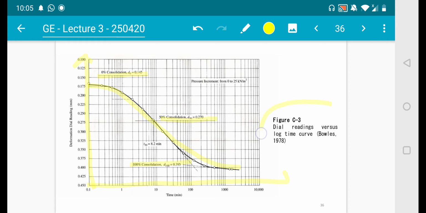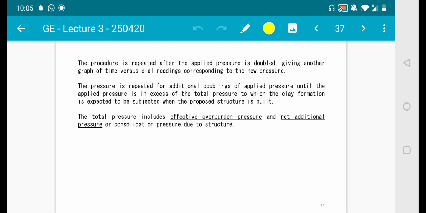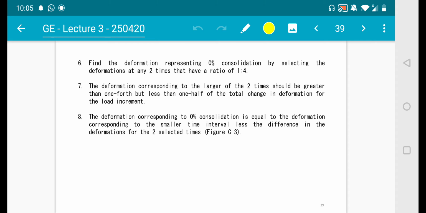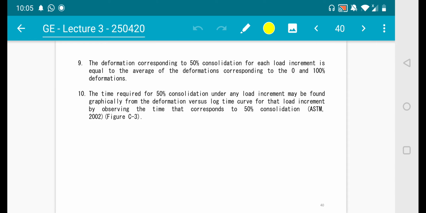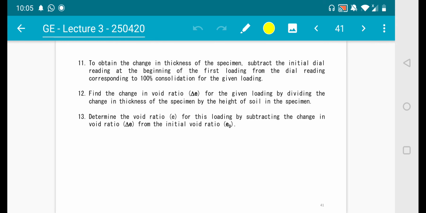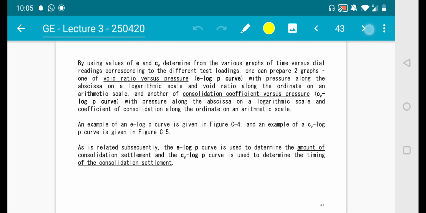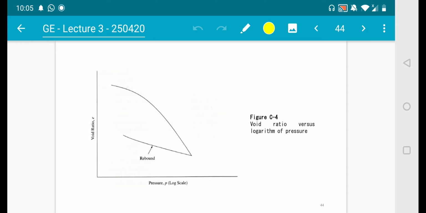So this is figure C3, dial readings versus log time curve. Please take note of these terms: effective overburden pressure and net additional pressure. This is a step-by-step process that you have conducted previously in your lab, steps 1 to 8, 9 and 10, 11 and 13, and so on. And you've also been presented with a simple formulation, the coefficient of consolidation, CV. Let's just skip this one.